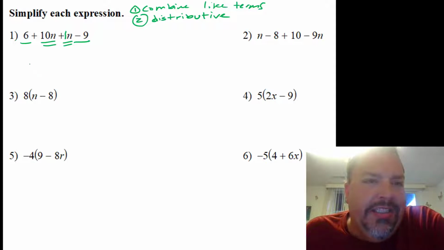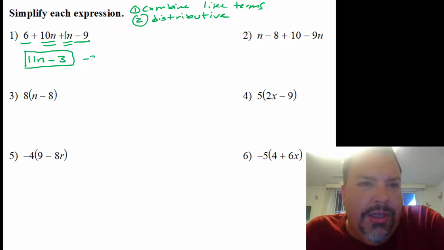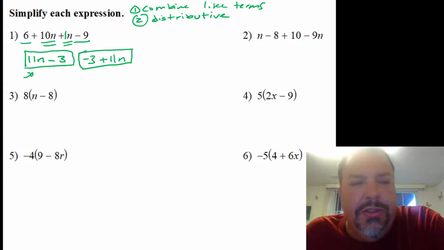And now we can combine these together. I like to put the variable term first, although it doesn't really matter. So you can write this as 11n minus, so 10n plus 1n gives us 11n, and then 6 minus 9, what does that give? It's going to give us -3. So that's one way to write it. Of course, we could also write it as -3 plus 11n. That would be fine as well. Either one is correct. I would say that the first way, though, is usually preferred. Usually you're going to put the variable terms first and the constants towards the end.